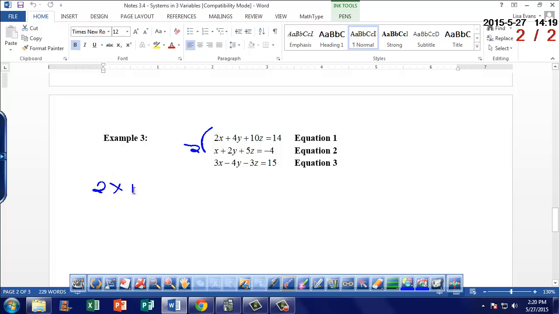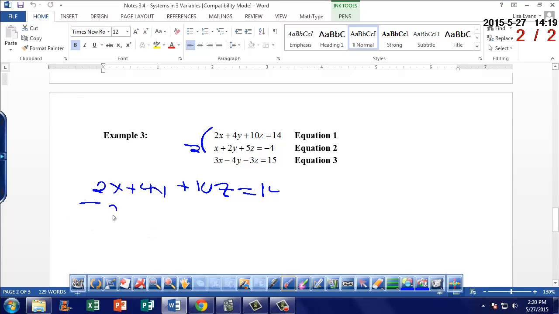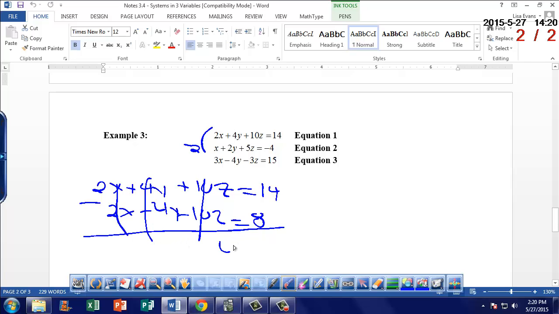So I have 2x plus 4y plus 10z equals 14. Negative 2x minus 4y minus 10z equals positive 8. Look what happens here. I end up with 0, 0, 0. Everything cancels out, but on the right I end up with 22. Is this true? Does 0 equal 22? No. So this system has no solution.